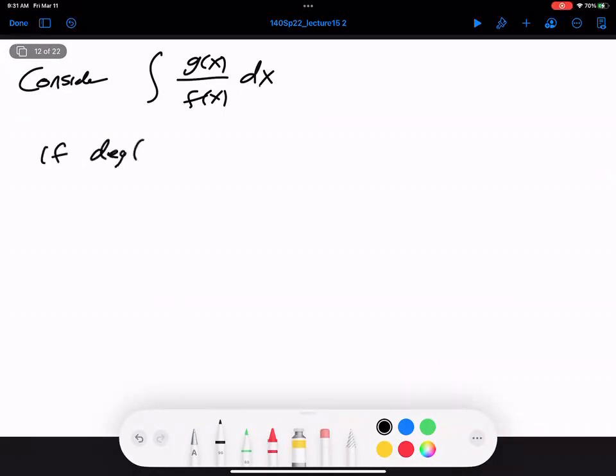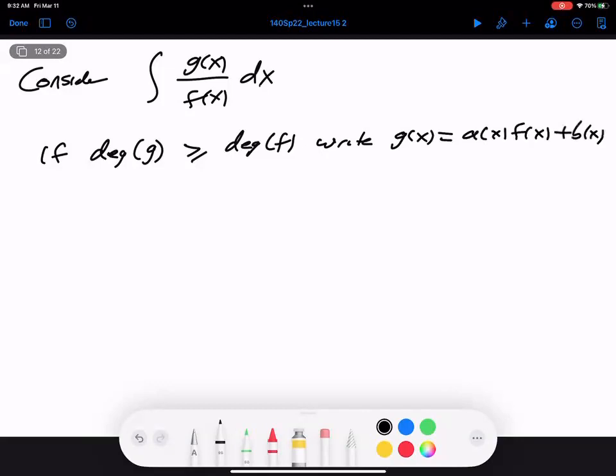If the degree of g is greater than or equal to the degree of f, we can write g of x is equal to, say, a of x, f of x, plus b of x. Or actually, wait, I guess the more standard notation is to use q and r. Q for quotient, R for remainder.